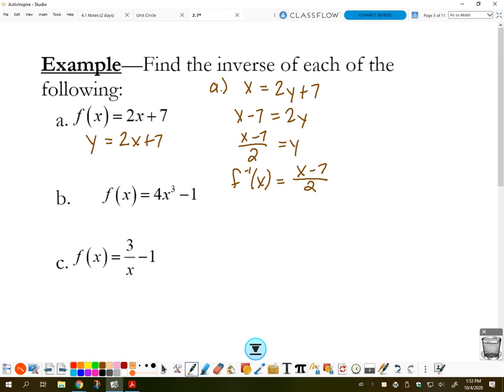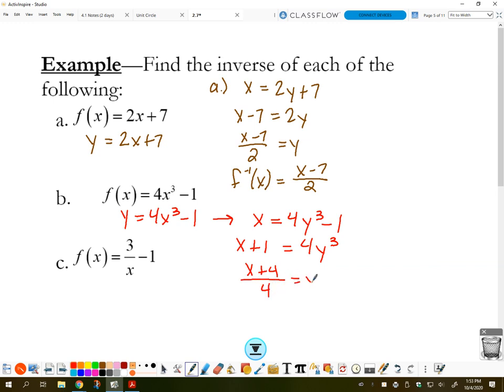All right. So for B, if we write this as y equals 4x to the third minus 1, then when we switch x and y, it would be x is equal to 4y to the third minus 1. So then we're going to add 1, divide by 4. All right, so now the inverse of 2 to the third is cube root. So I'm going to take the cube root of this side and the cube root of this side.